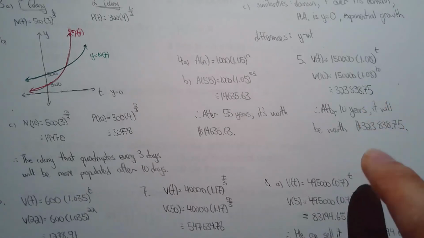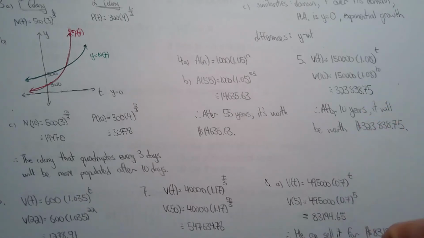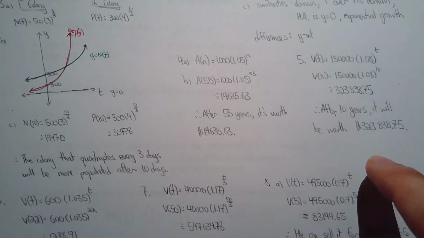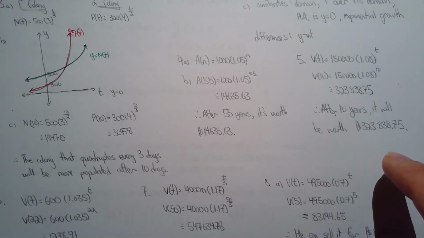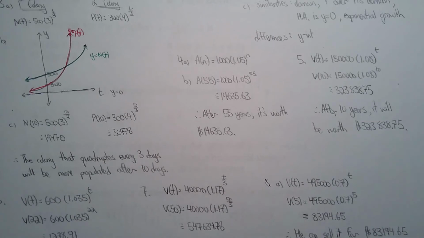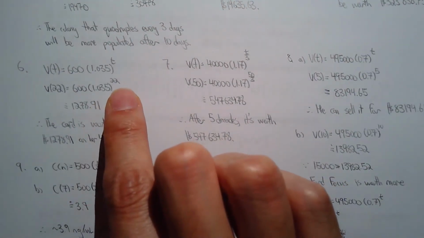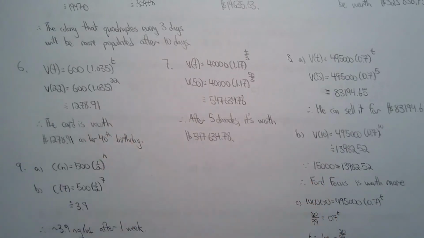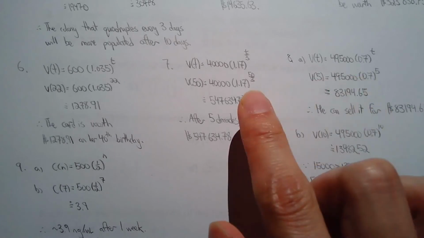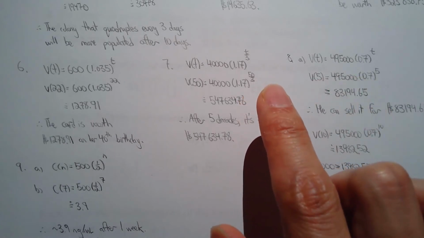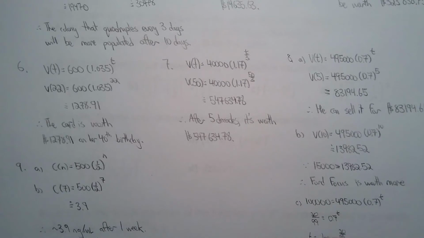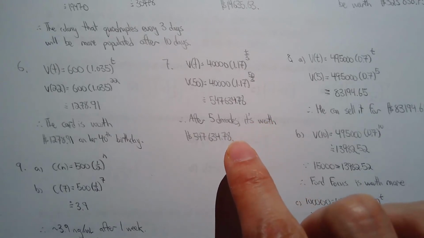So for question 5, it's growing 8% every year. So after 10 years, it's $323,838.75. For question 6, you're growing 3.5% per year, and that's how much the card is worth after 22 years. For question 7, you are growing 17% every 3 years, so that's your model. The original value is 40,000. So after 5 decades, that's your new value.